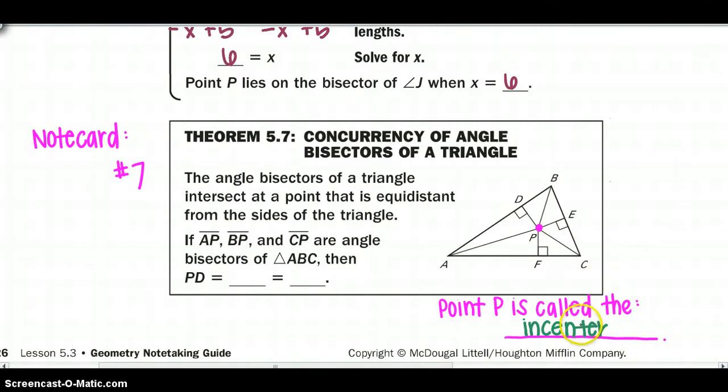So let's look back at this concurrency of the angle bisectors theorem. So if AP, BP, and CP are angle bisectors, so if our angles are congruent on all of those parts, then I know that PD is equal to PE, which is also equal to PF.